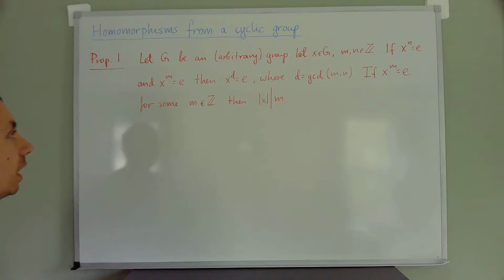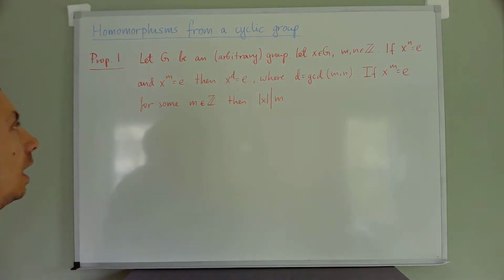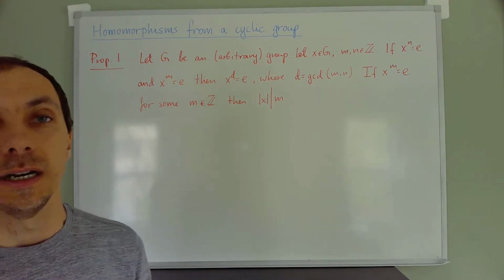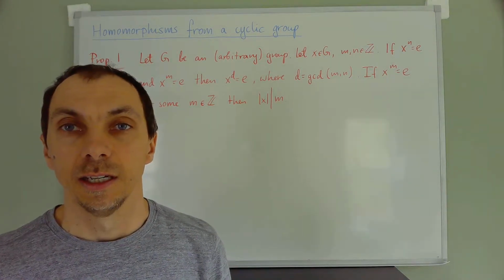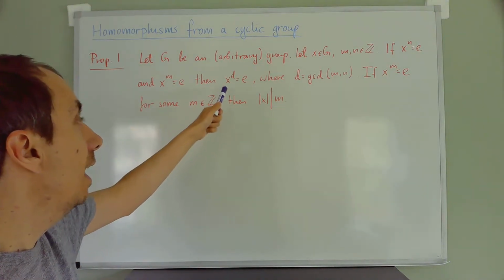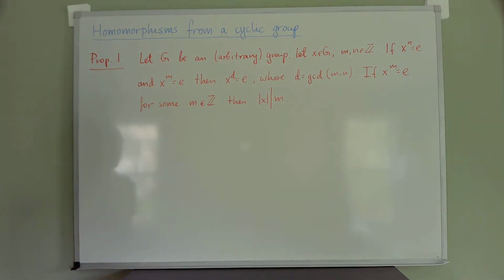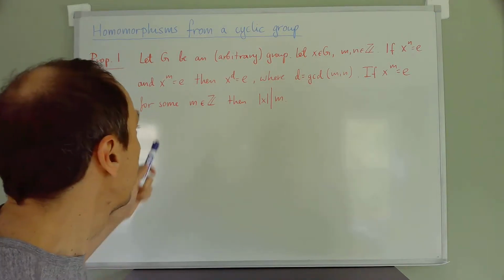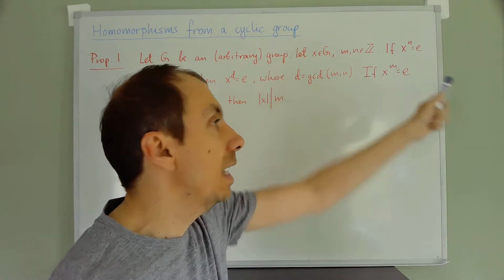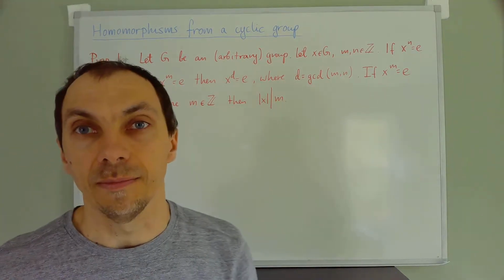So let G be a group, and we take a little x to be an element of G. And suppose that we have that x to the n is the identity, but also x to the m is the identity. Then the conclusion is that if I raise x to the greatest common divisor of m and n, I also get the identity. And as actually a corollary to the first statement, we're going to prove that if x to the m is equal to the identity, then the order of x divides m.